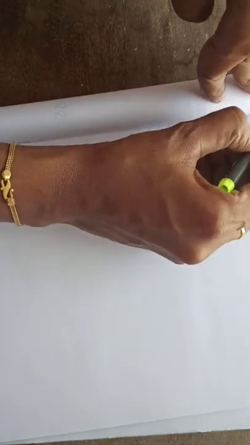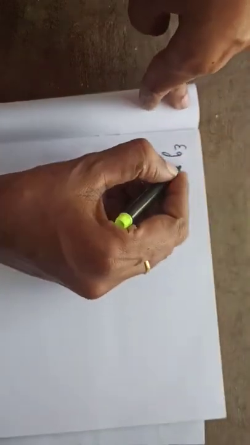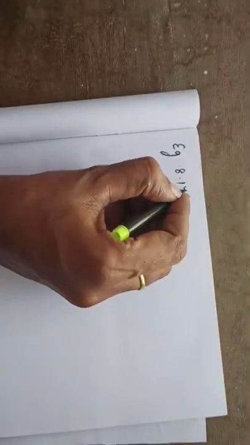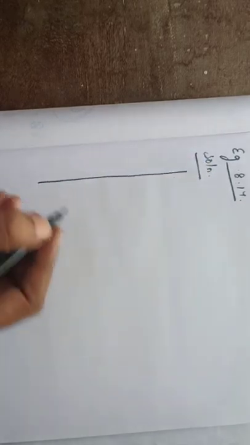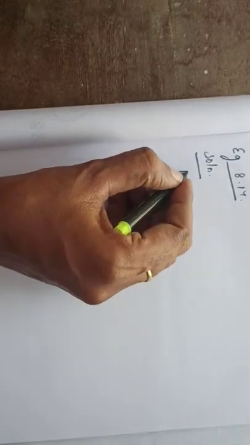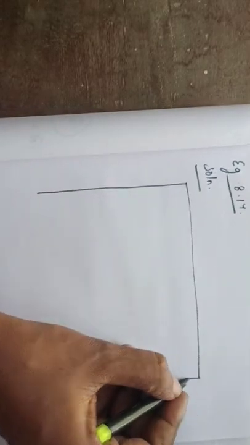Next question is, compute coefficient of quartile deviation from the following data. Example 8.17. So marks is given. I am not writing the question, I will start from the solution. Marks is given. Here the number of students is given. So we need to find the cumulative frequency.